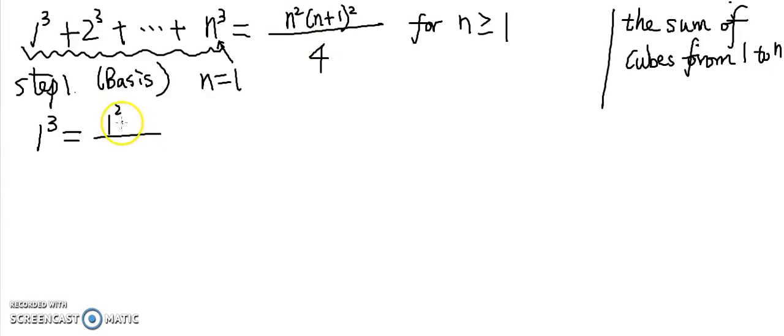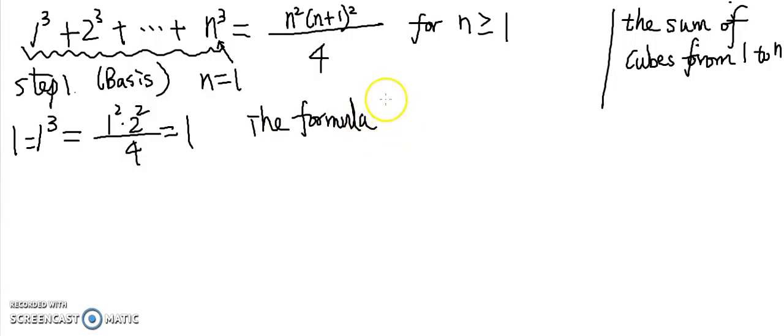So we get 1 squared times (1 plus 1) squared, which is 2 squared, over 4. If we simplify the right hand side, that's 1. Simplify the left hand side, that's also equal to 1. And so we can say 1 equals 1. So the formula holds when n equals 1.